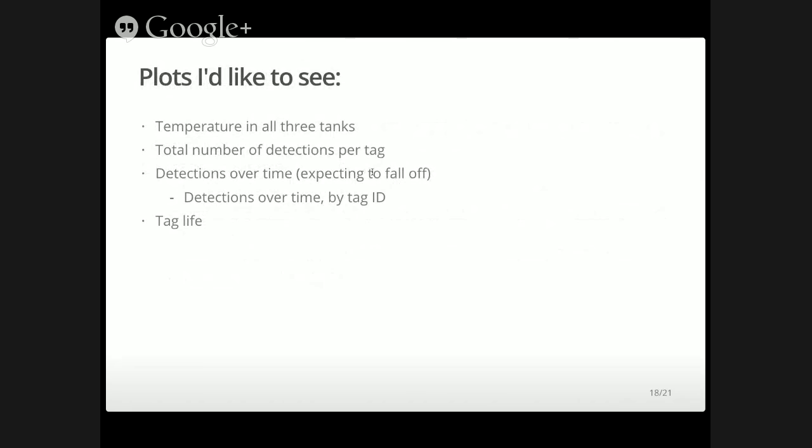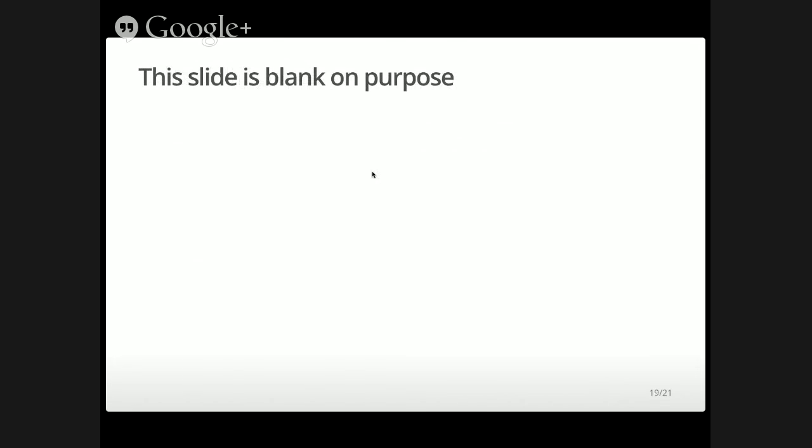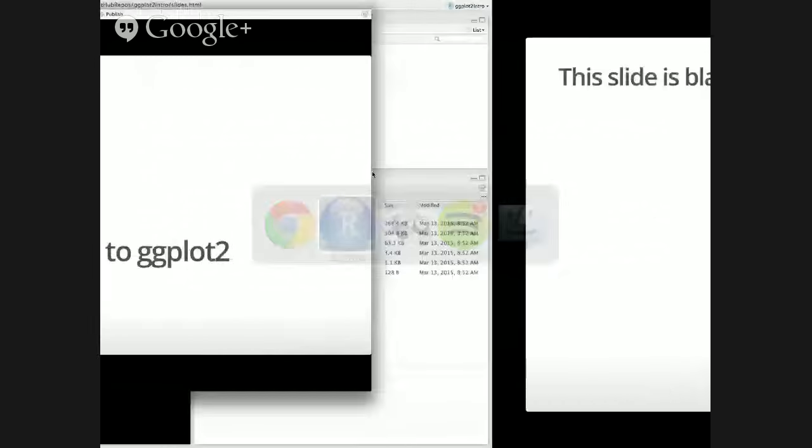I just wanted to make sure that nothing was going on weird with the water and maybe messing with the detection probability. And then the total number of detections per tag and the detections over time. And I would be expecting them to ping a lot at the beginning and then fall off as the tags die. So I'm just going to show you how to make those plots.